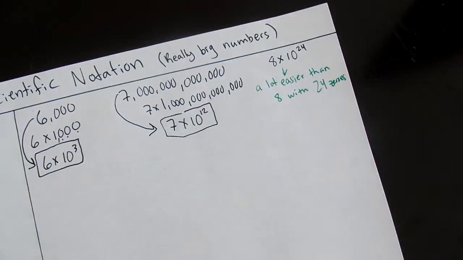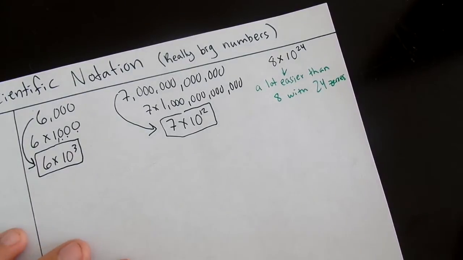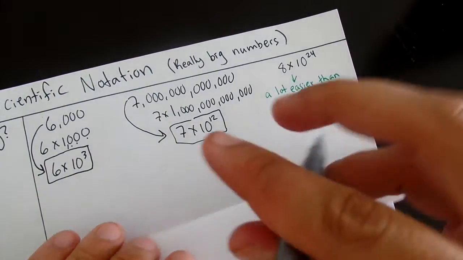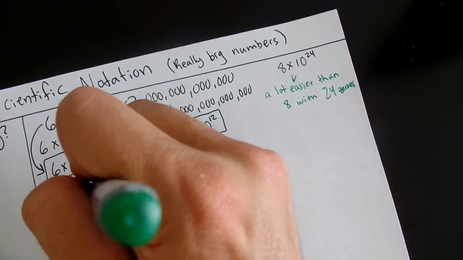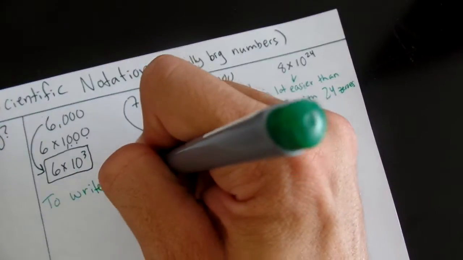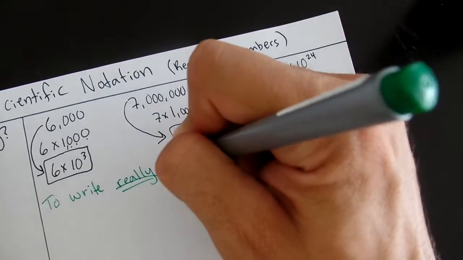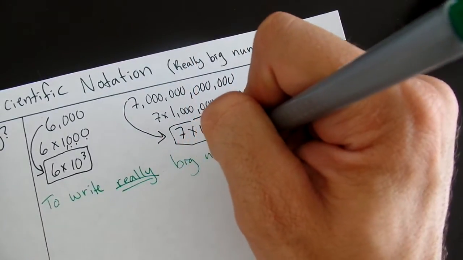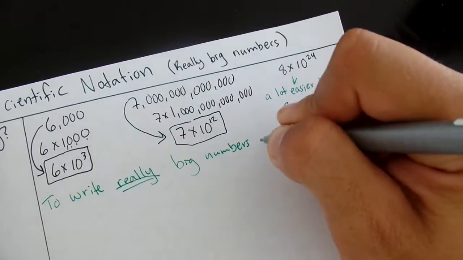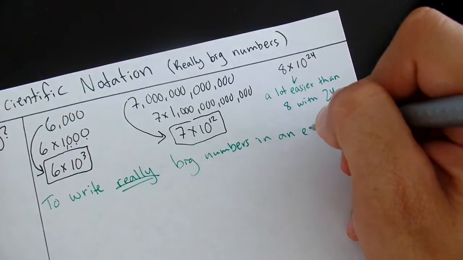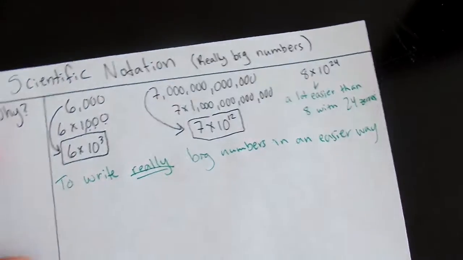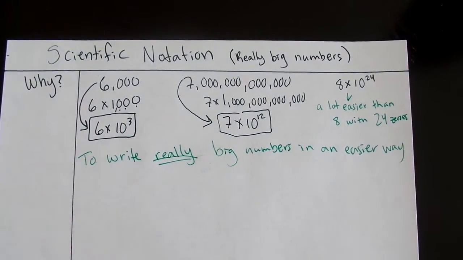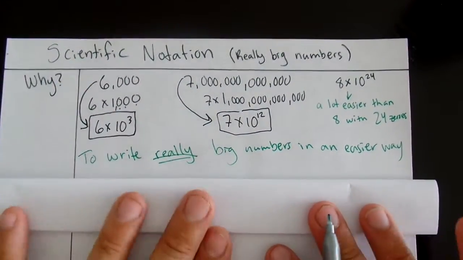So, the reason we do this, why, is for today's lesson to write really big numbers in an easier way. Okay? So really we do this so that we can write really big numbers in an easier way.